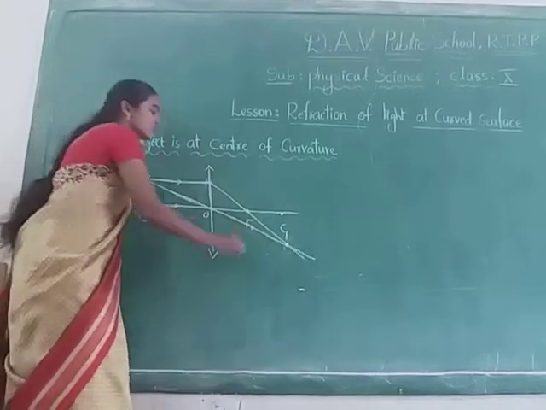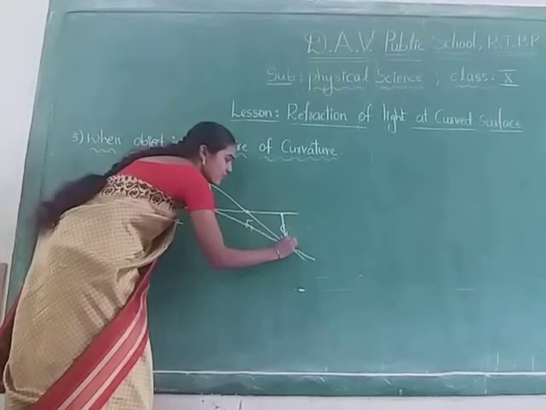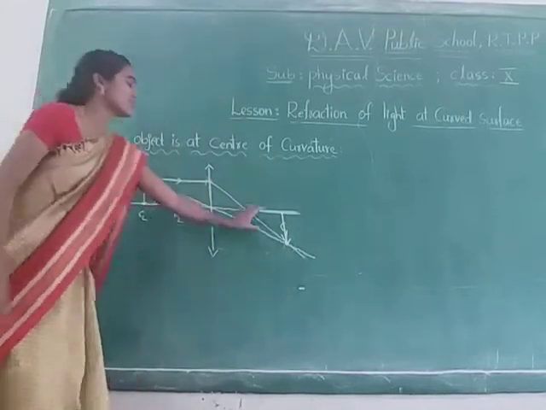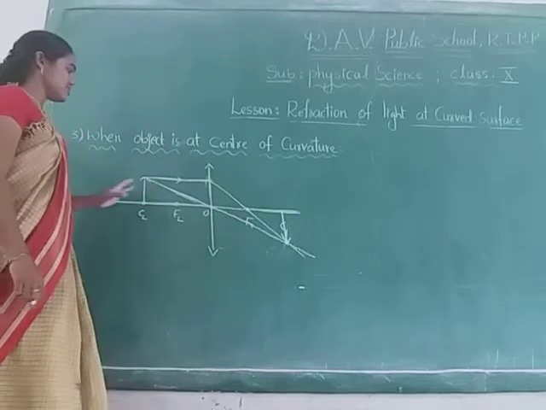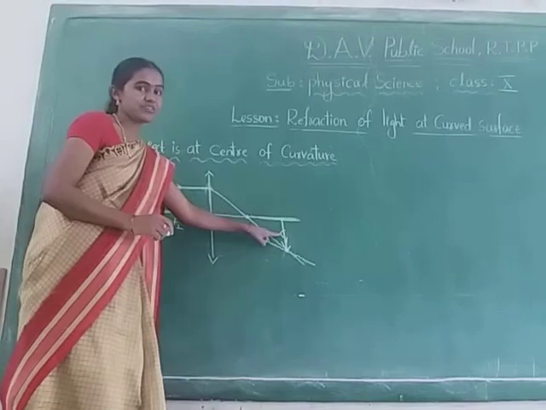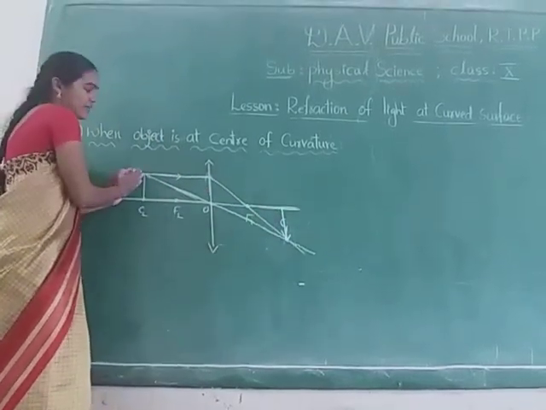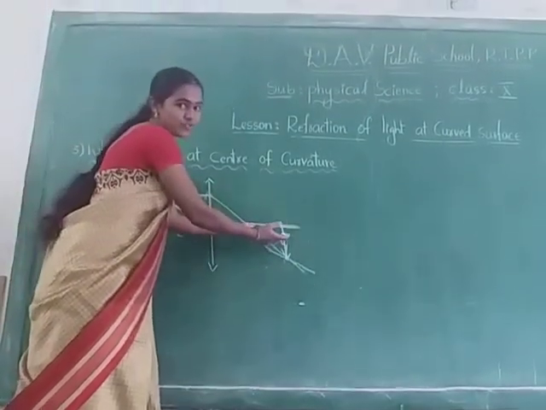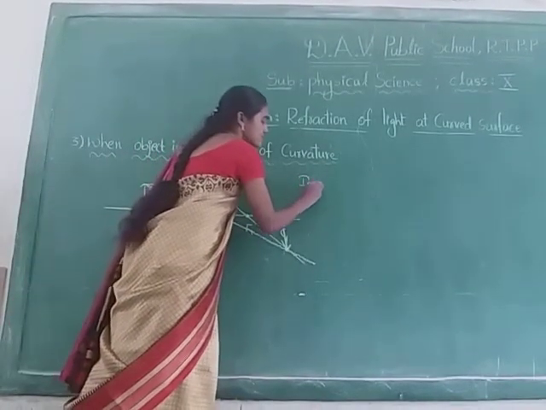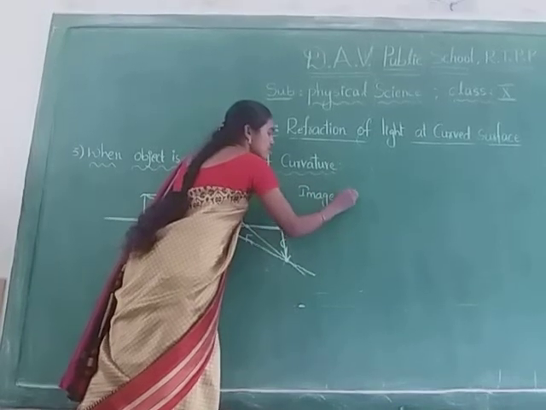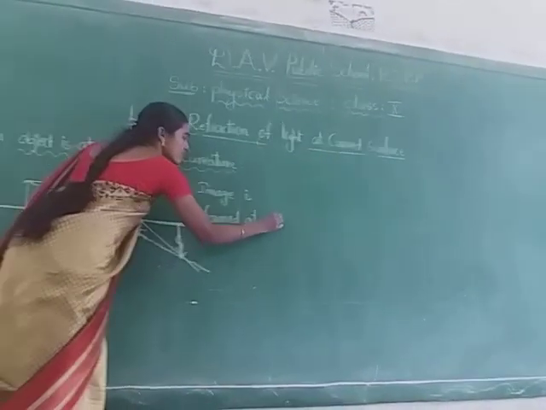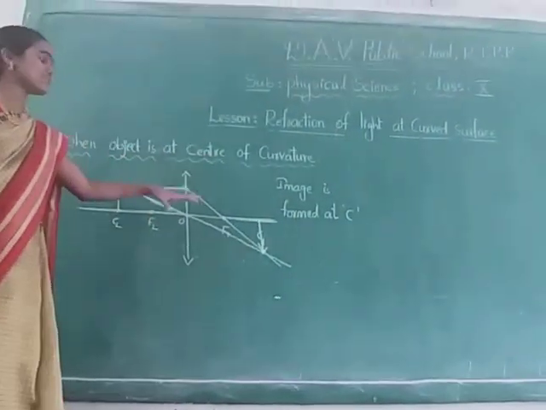Now we have to draw the normal from this intersection point to the principal axis. This length of the normal gives the size of the image. Here, where is the image formed? Image is formed at the center of curvature. When the object is placed at the center of curvature, the image is also formed at the center of curvature, but on the other side of the lens. So, image is formed at the center of curvature.